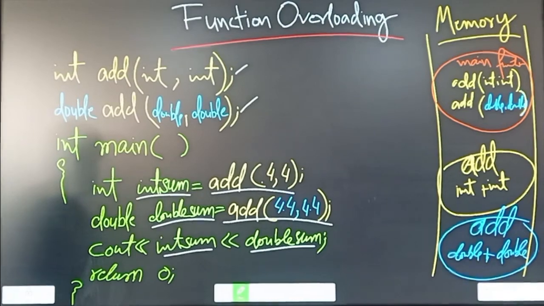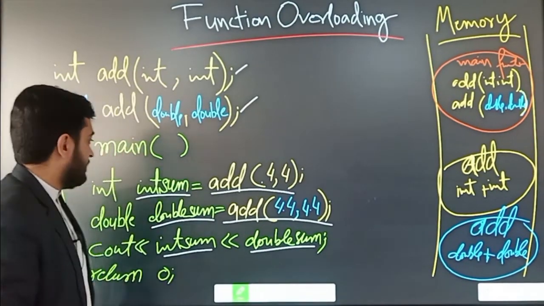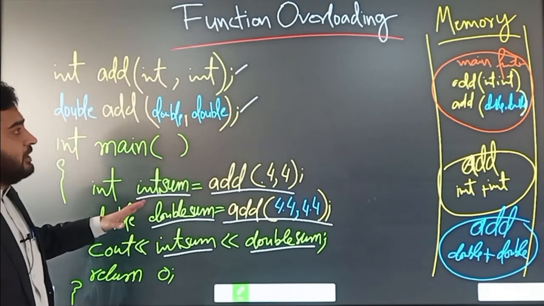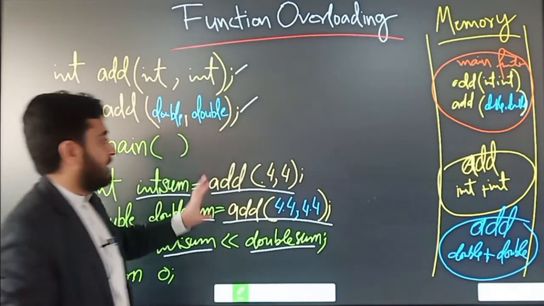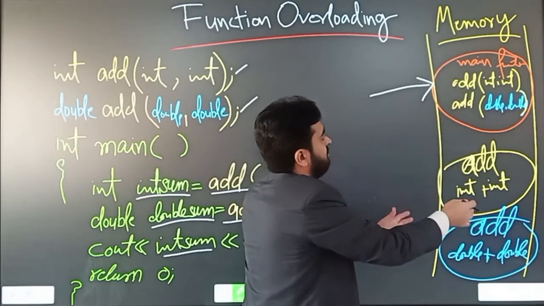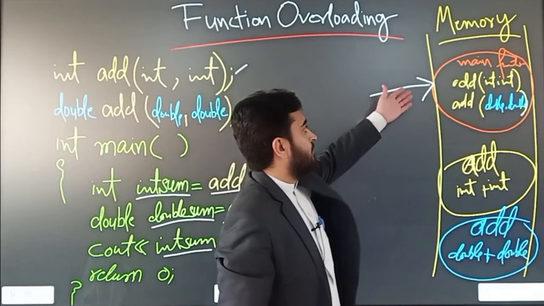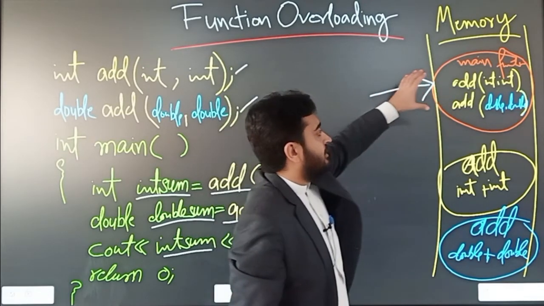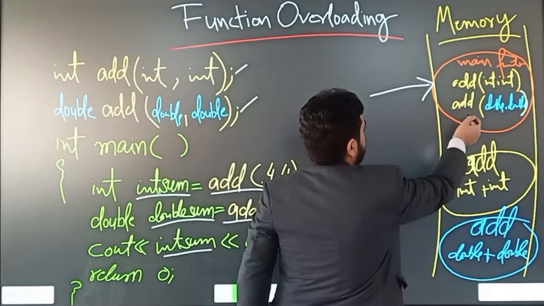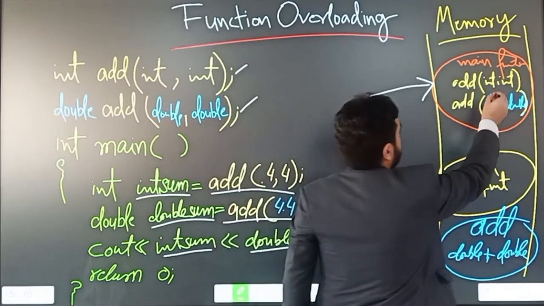Okay, so when you execute your program, the execution starts from the main function, and it reserves space in the memory for the main function. Here you can see, for example, this is the main memory, and in the main memory we have a reserved space for the main function. In the body of the main function we are calling two other functions, which are both add, but the difference between these two functions is their parameter list.